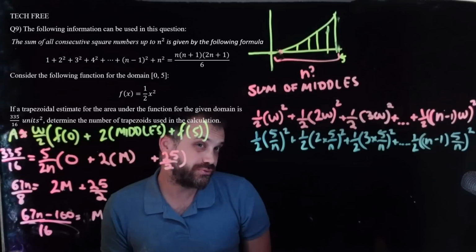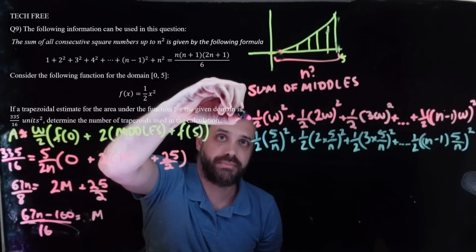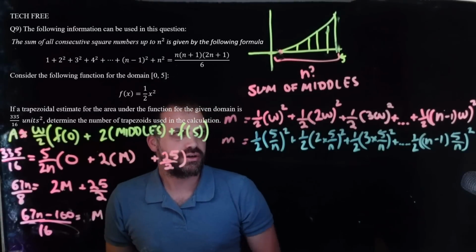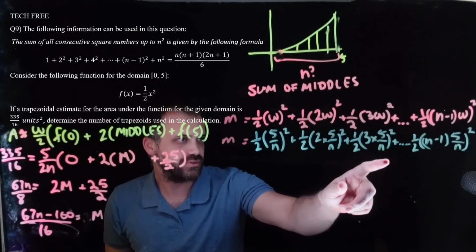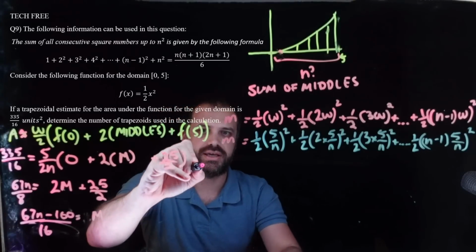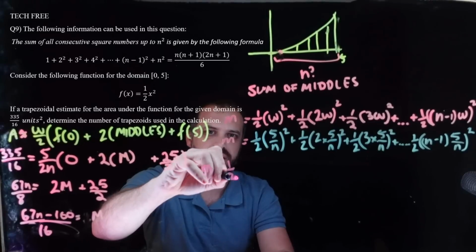Now, there's actually some cool factorizing that we can do here. All right, remember what we're doing. This is the sum of the middles. Notice that there's a half. Everything's got a half out the front. So I can actually say m is equal to 1/2.